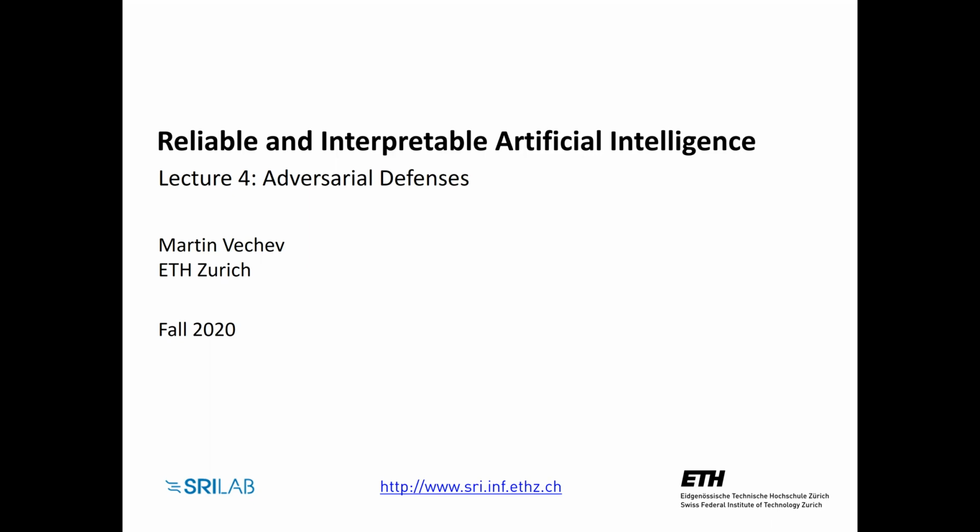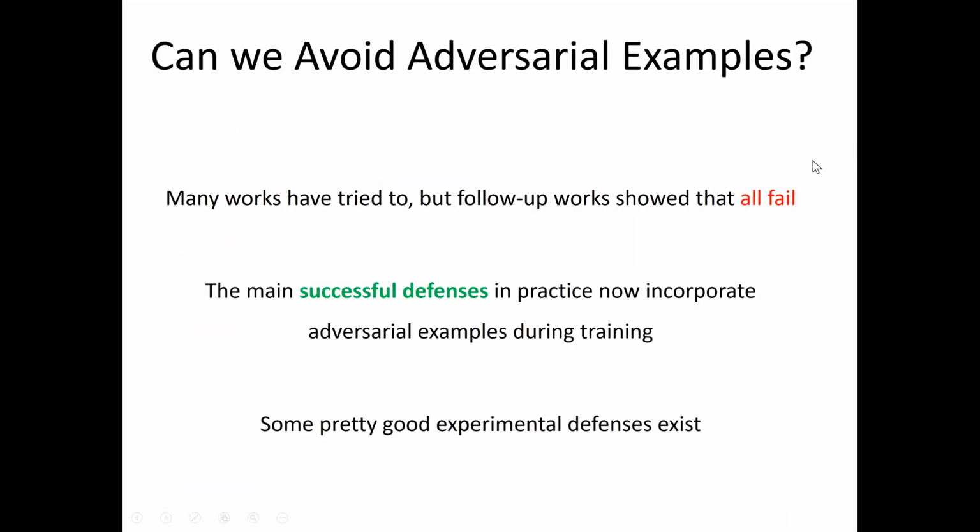All right, so today we're going to concern ourselves with answering the following question. The question is, can we avoid adversarial examples altogether, if possible? Many works have tried to do that, to come up with different adversarial defenses. Typically what happens is somebody comes up with an adversarial defense, and then shortly after somebody also comes up with an adversarial attack that breaks the defense.